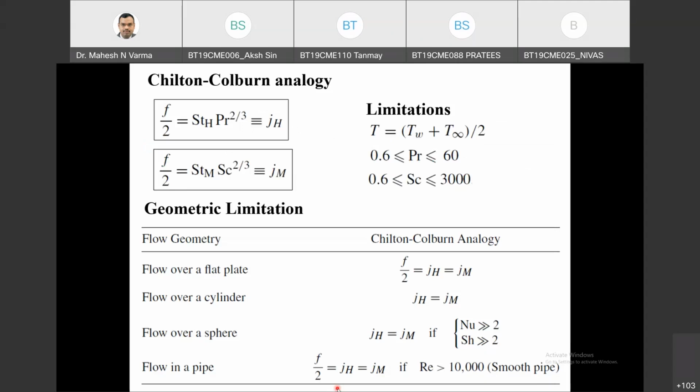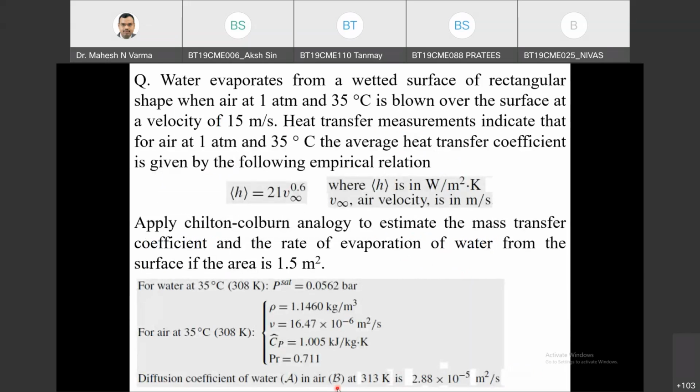Okay. Now today we will solve a problem based on analogy. So take down all the given data. Whenever you want to solve any problem, read the problem carefully and take out all the given data in standard nomenclature, like pressure, capital P, temperature, capital T. If temperature is in degrees Celsius, convert it to Kelvin. Then velocity, capital V, 15 meter per second.